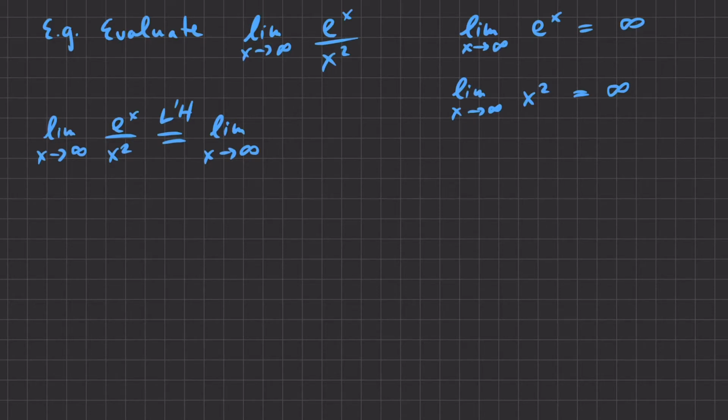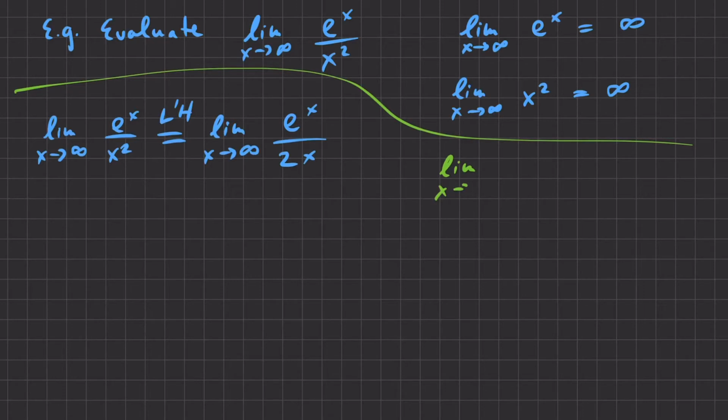So now I'll take the derivative. So e to the x and 2x. Okay? And you can probably see where this is going. So the limit as x approaches infinity of e to the x over 2x, we still have infinity in the numerator, and we still have infinity in the denominator, right? We still get that infinity over infinity. So we can use L'Hôpital's rule again. So you can use it as many times as you want, as long as at each stage of the process, you're getting either infinity over infinity or zero over zero, okay?